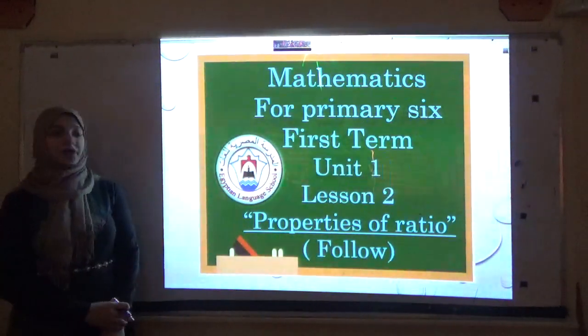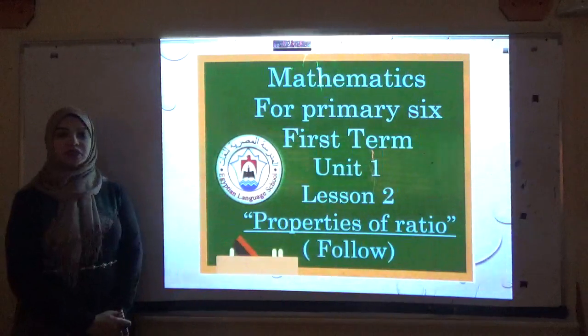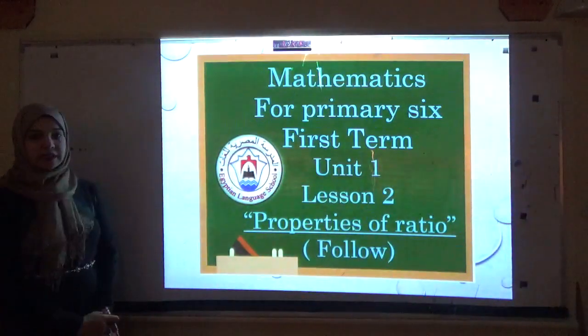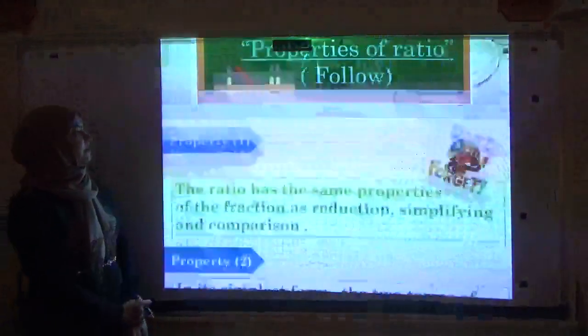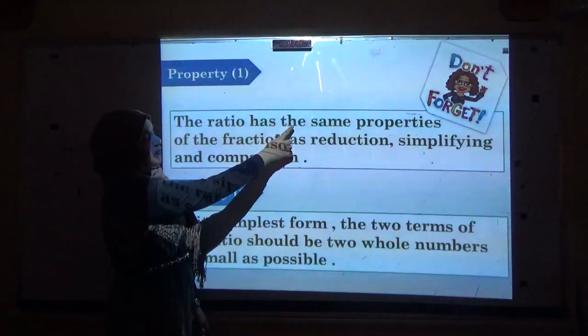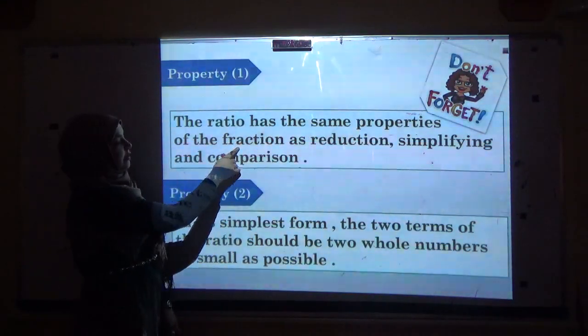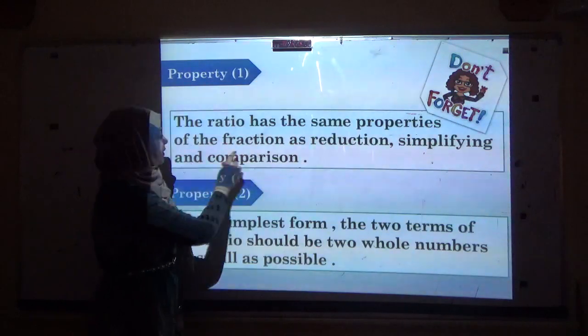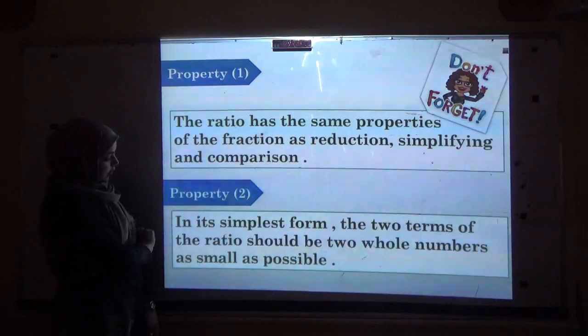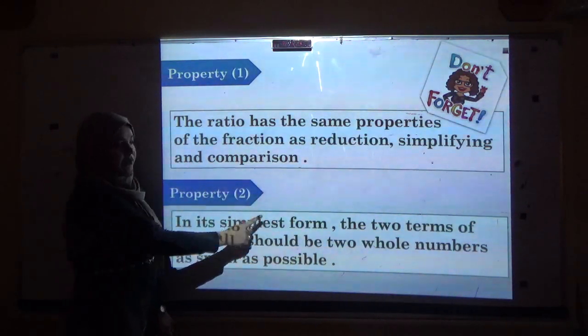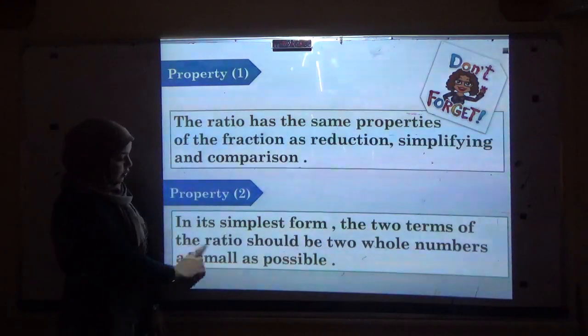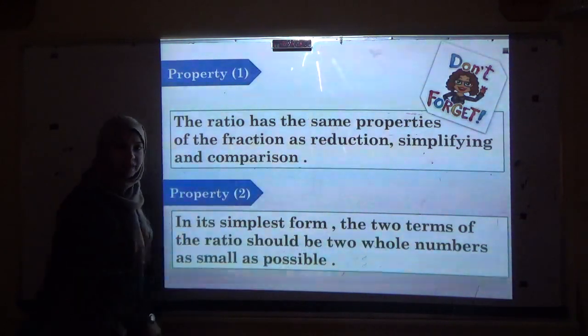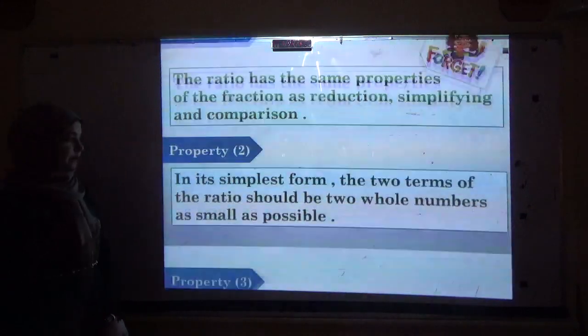In this lesson we are going to learn about properties of ratio. In the previous lesson we have studied two properties. Number one, the ratio has the same properties as the fraction: reduction, simplifying and comparison. Number two, in its simplest form, the two terms of the ratio should be two whole numbers as small as possible.